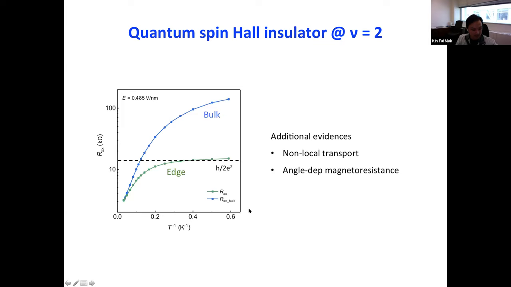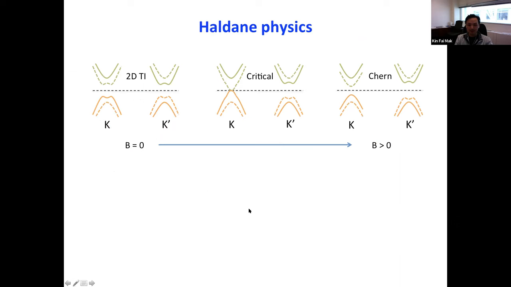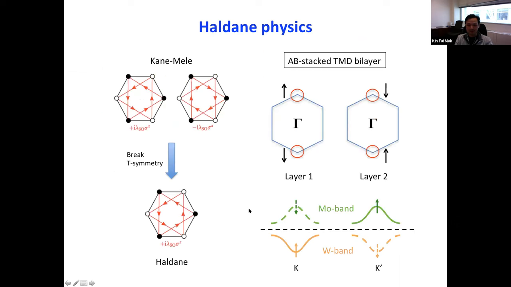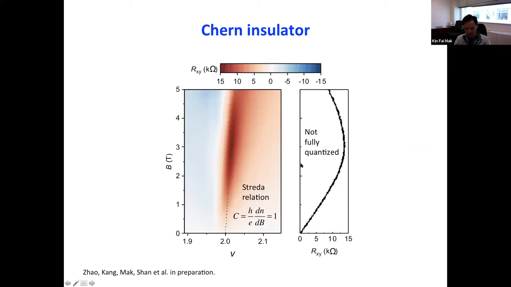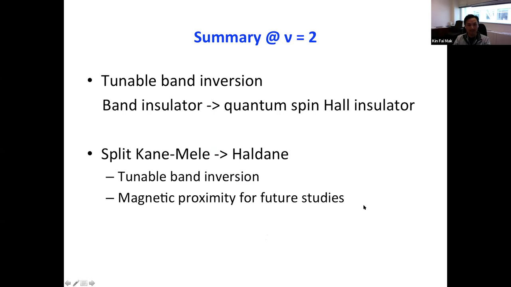Given the time, maybe I should just move on. I'll skip the rest on nu equals two. What I was intending to tell you is that you can apply a magnetic field to reduce two copies of the Kane-Mele model to one copy, which is the Haldane model, and you see the emergence of a Chern insulator. That further confirms that this is a quantum spin Hall insulator, because once you apply a magnetic field, you reduce the two copies to one copy and get a Chern insulator out of the system. So that's about nu equals two.